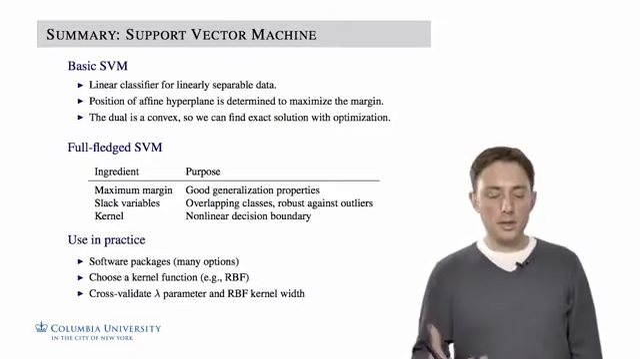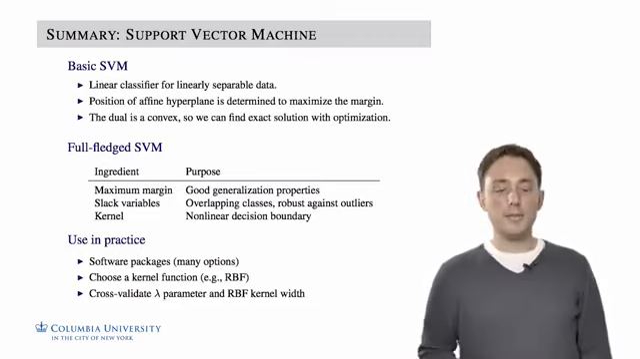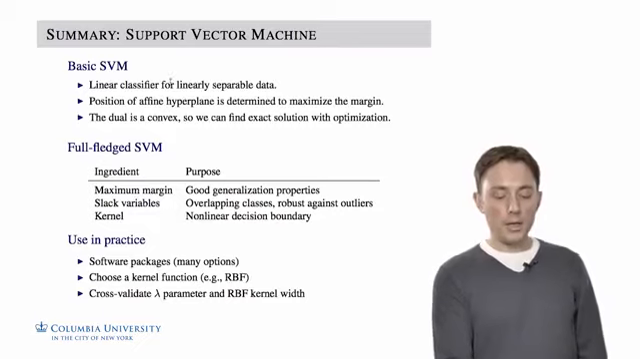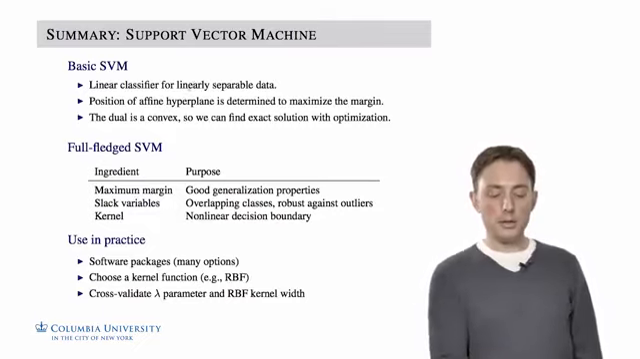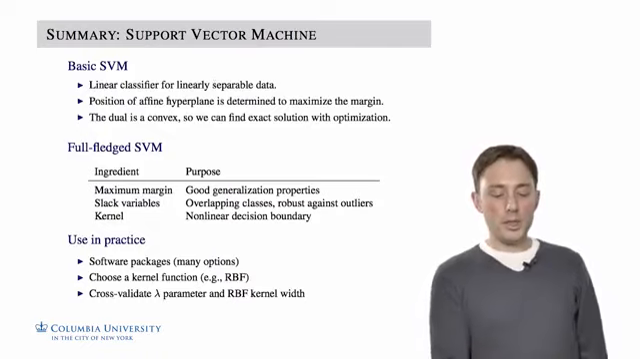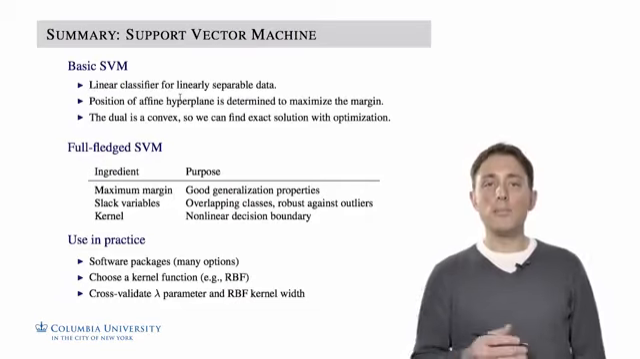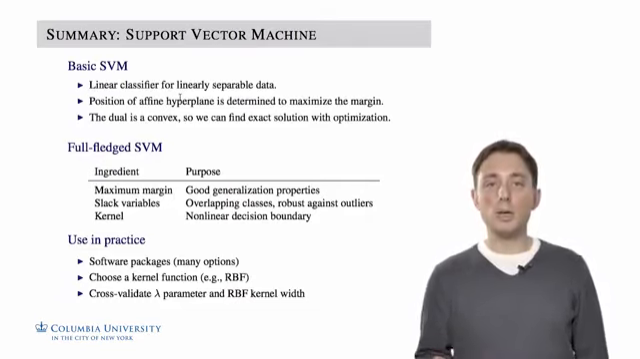So that wraps up support vector machines. To summarize, with the basic SVM, we had a linear classifier assuming that the data was linearly separable. The position of the affine hyperplane was determined so that we could maximize the margin between the two classes. So that's what the SVM was doing for us. It was maximizing the margin between the two classes.